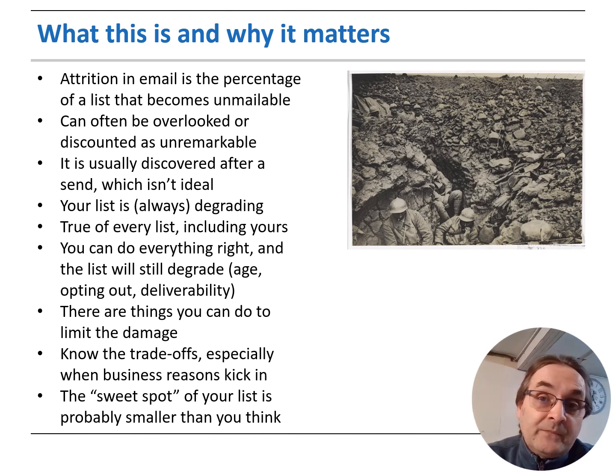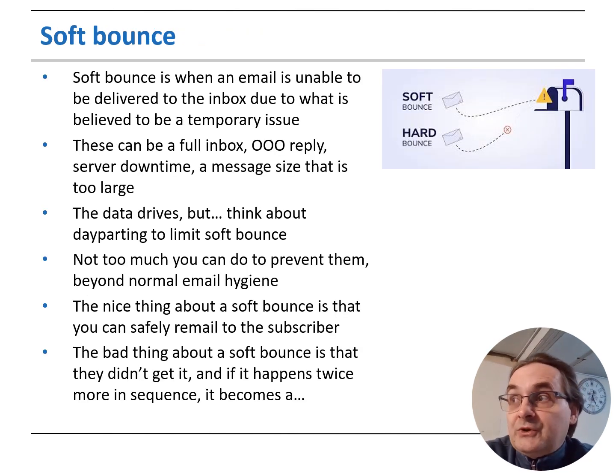It's very important. The first clue to attrition is what's known as a soft bounce. So the email is unable to be delivered, but it's possibly a temporary problem. Maybe their inbox is full. Maybe they're sending out auto replies that say they're on vacation. Maybe the server downtime's an issue or the message size is too large, though frankly I don't see that very often. In general, data drives soft bounce.